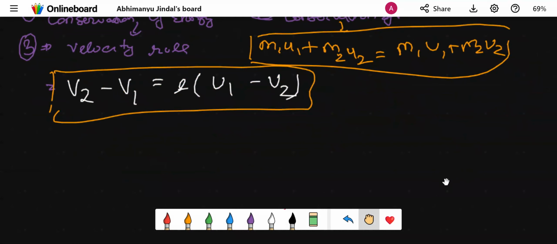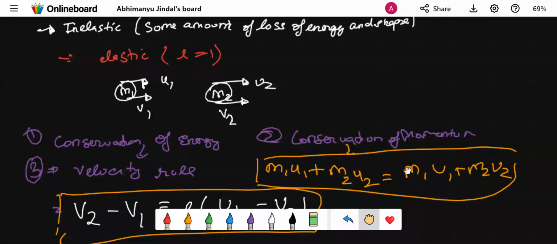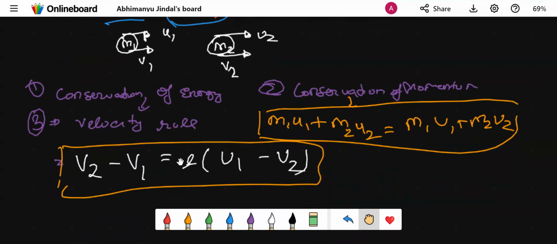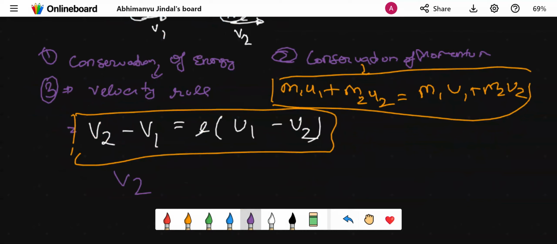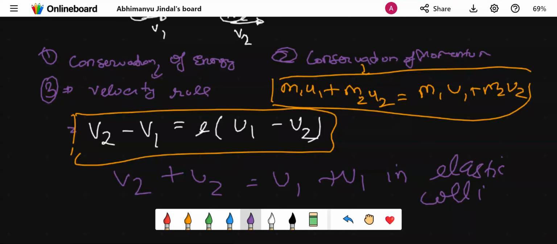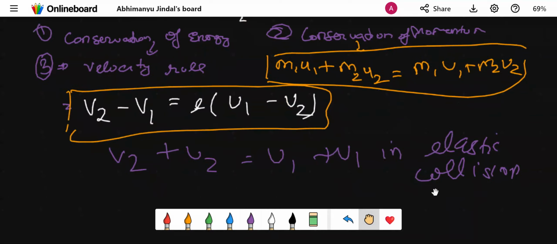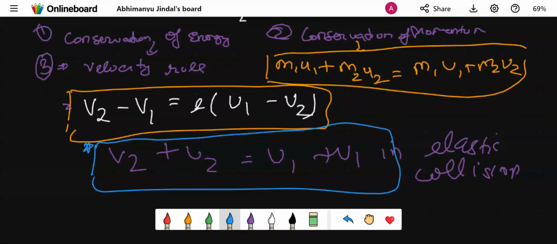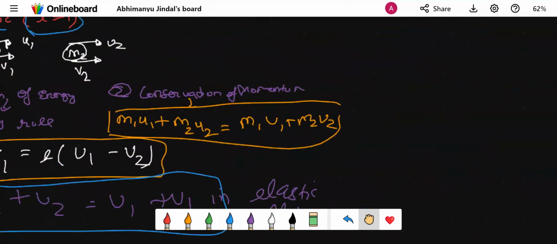So the main thing in elastic collision is that E equals 1. Here you put E equals 1 and rearrange this, which becomes v2 plus u2 equals u1 plus v1 in elastic collision. Just remember this. If it's an elastic collision, then this rule can be used.